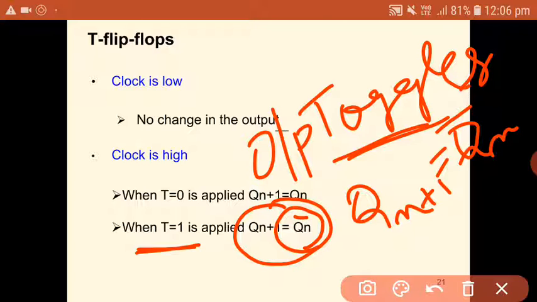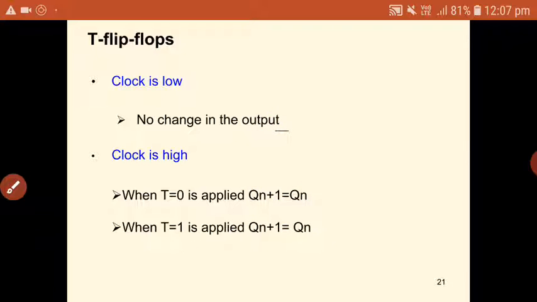So for T flip-flop, whenever clock is high and T is equal to 0 is applied, then present output will be equal to the previous output. And when clock is high and T is equal to 1 is applied, then present output will be equal to the complement of the previous output. So Qn plus 1 will be equal to Qn bar. So this is the operation of T flip-flop when clock is low and when clock is high.